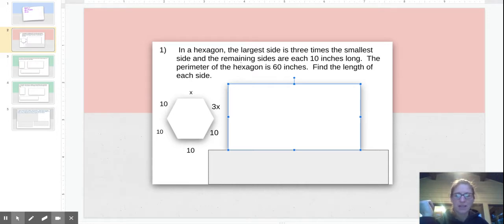So for this one, I have a hexagon. So that's six sides. So I drew a six-sided thing. The largest side is three times the smallest side. So the way my hexagon looks, I don't have one side really smaller than another, but I picked one of the sides to be x, and the next one is three times that, so 3x. So that's where these two sides come from. One of them is three times the smallest. And the remaining sides are each 10 inches long. So see how I put a 10 at all the rest of the sides? So there are no other x's. It's just this, the largest side is three times the smallest, and all the rest are 10. The perimeter is 60.